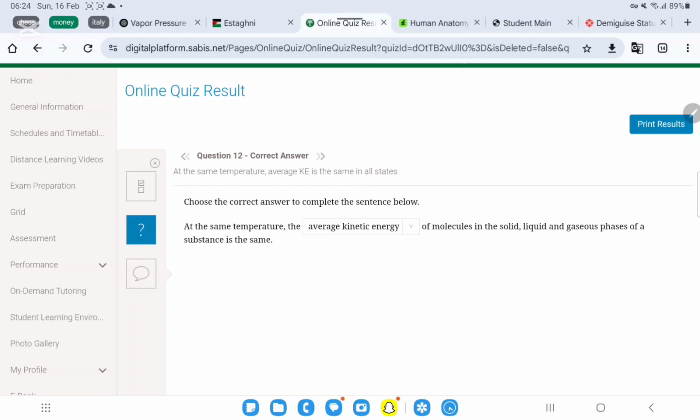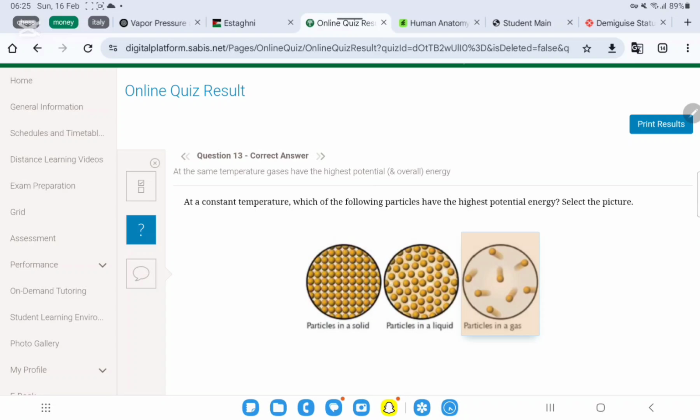At the same temperature, the blank of molecules in the solid, liquid, and gaseous phases of a substance is the same. We know KE, kinetic energy, is proportional to temperature. So when the temperature is constant, kinetic energy is constant, and when the temperature is the same, kinetic energy is the same. So at the same temperature, the average kinetic energy of molecules in the solid, liquid, and gaseous phases of a substance is the same. You also need to just memorize this.